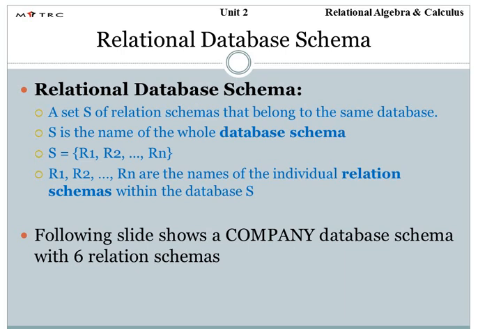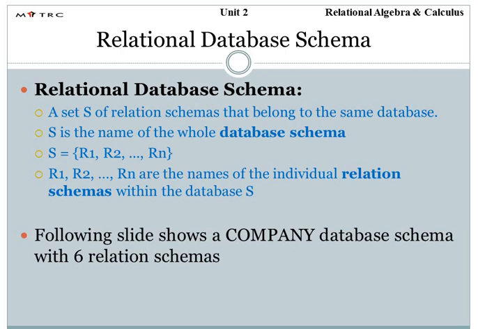Also, the set S is formed by the combination of different types of relation. So in a simple manner, we can say that S is the name of the whole database schema, which is formed by the different types of relation. S is the combination of the different relations, where R1, R2 are the individual relation schemas within the database.